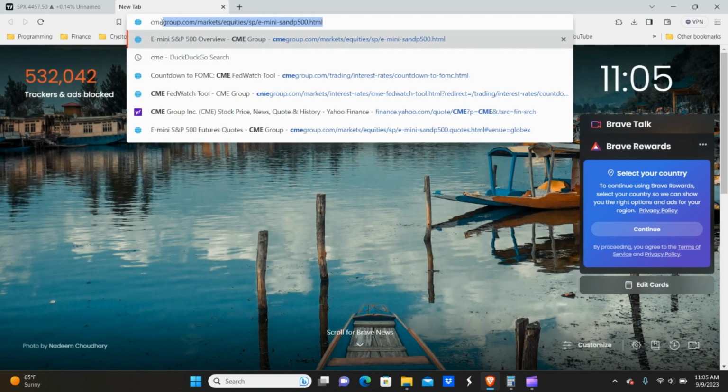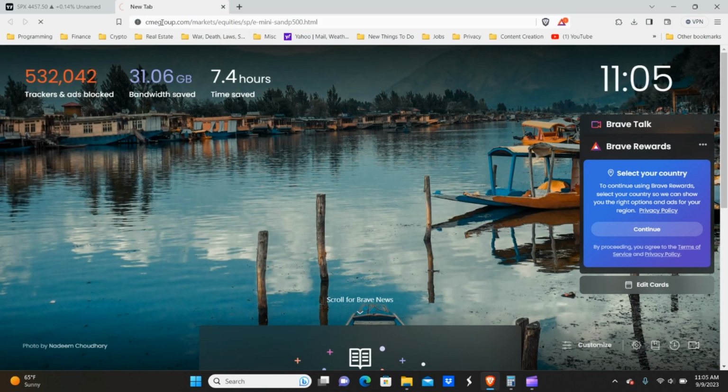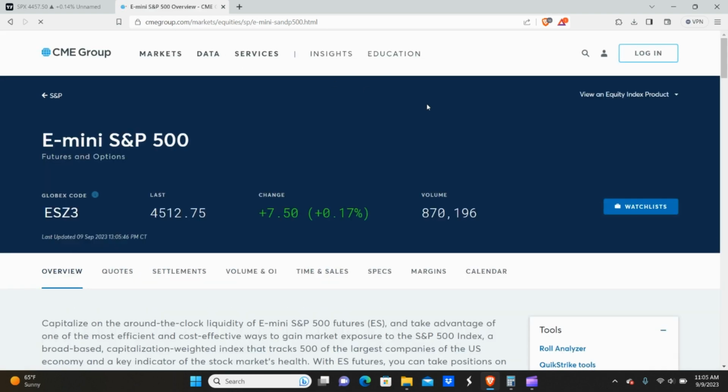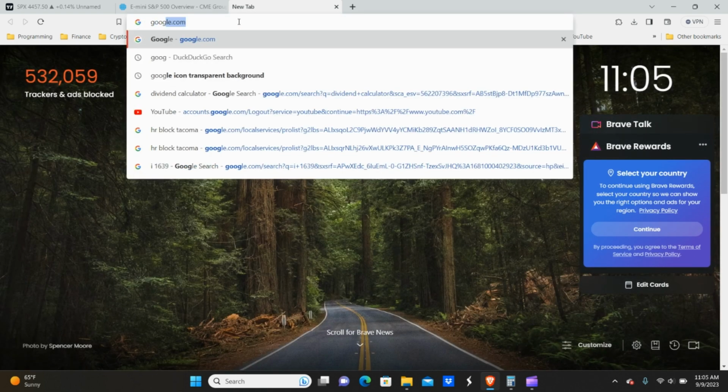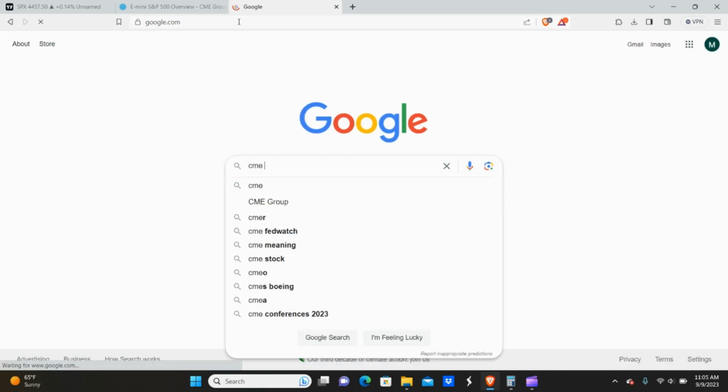Now, something that I also want to pull up for you guys, which is a metric that I have not talked about on this channel yet, is the CME futures settlement quotes. So what exactly am I talking about here? Well, first things first, let's take a look at what the CME Group is, okay? So we'll go over to Google, we'll type in CME Group.